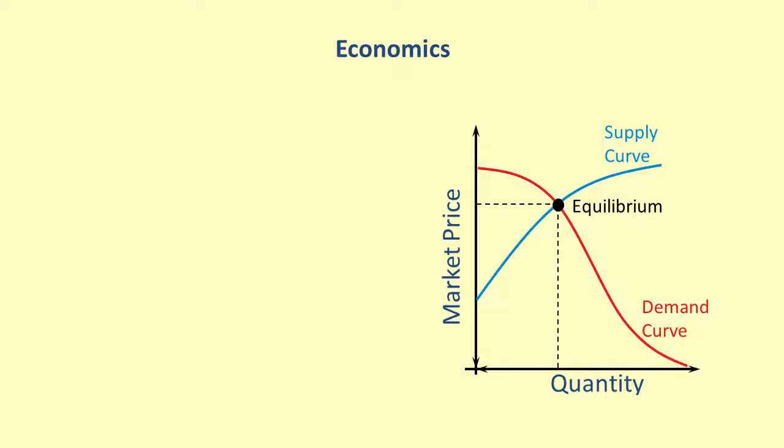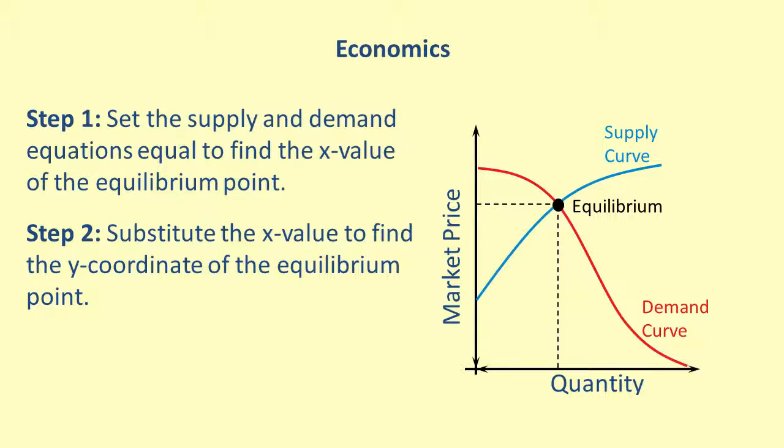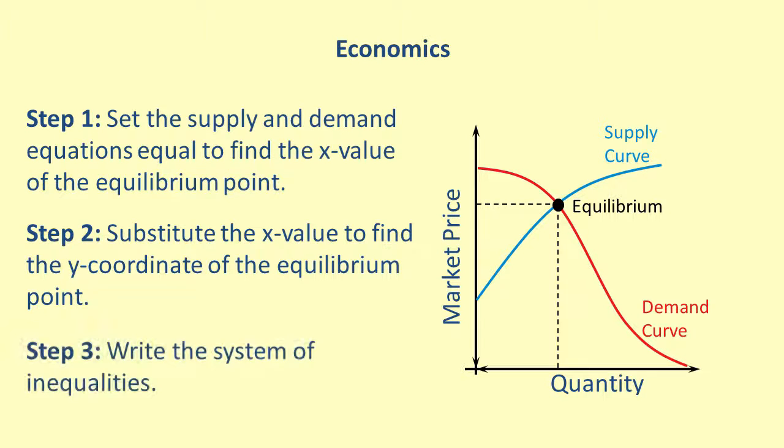Consumer surplus and producer surplus can each be represented by a system of inequalities. The first step is to set the supply and demand equations equal to each other to calculate the x-coordinate of the equilibrium point. The second step is to substitute the x value into either the supply or demand equation to find the y value of the equilibrium point. The last step is to write the system of inequalities. Consumer surplus is the area below the demand curve and above the horizontal line passing through the equilibrium point. Producer surplus is the area above the supply curve and below the horizontal line passing through the equilibrium point.